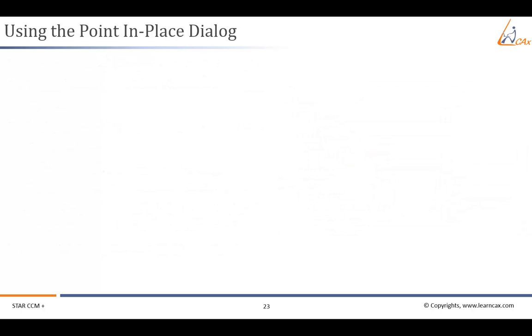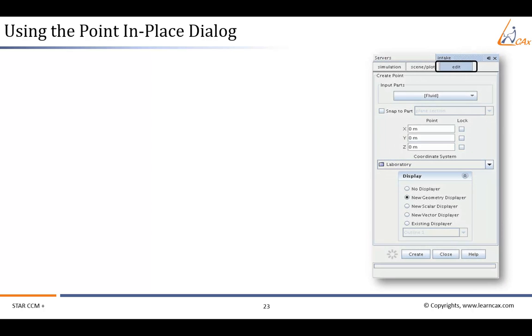How do we create point part by using the in-place dialog? We know that if certain basic conditions are met when we start the process to create a point or edit an existing one, a new in-place dialog appears in the Edit tab of the simulation window. This dialog facilitates definition of the derived part. Let us see the steps involved in this.